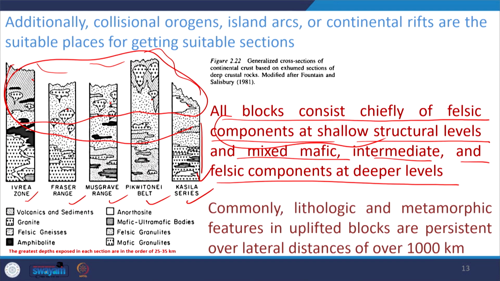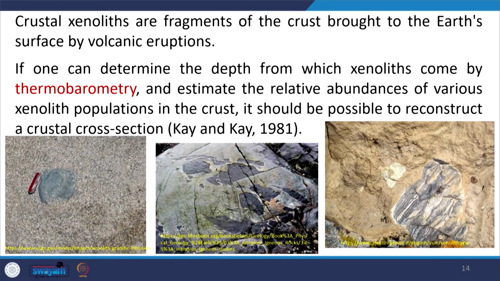Commonly, lithologic and metamorphic features in uplifted blocks are persistent over a lateral distance of thousands of kilometers. A few minutes back we were talking about tilting. Due to tilting in a tectonically active environment, the rocks formed at the lower stratigraphic level are exposed, and their areal extent is about thousands of square kilometers. So, this is how the lower continental crust rock can be studied.